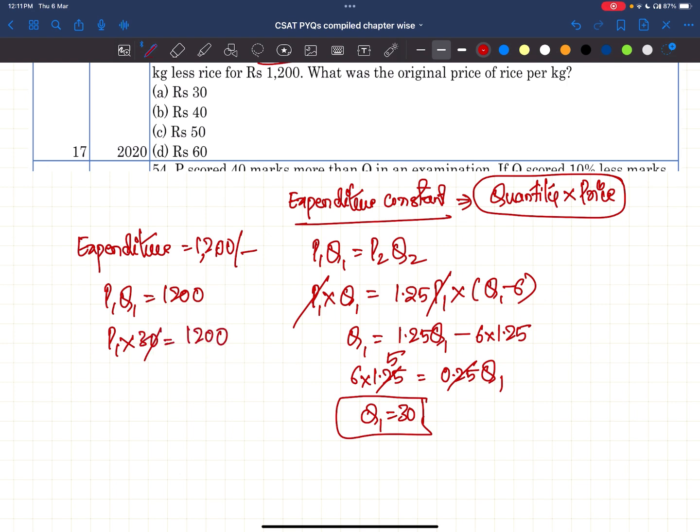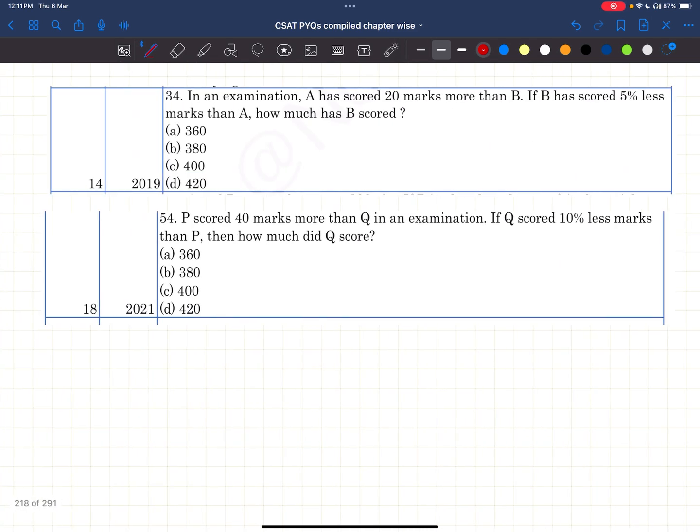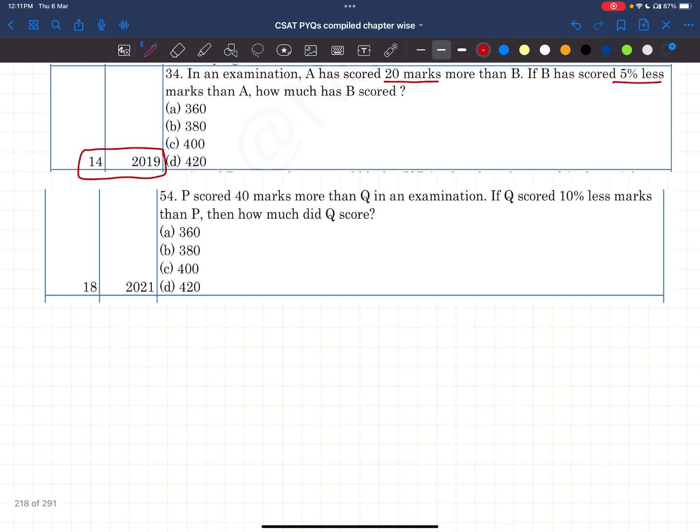After solving, the original price was 40 rupees. Right? Let's go to the next question. We have solved a similar question which was asked in 2019. Here he gave 20 marks more. A scored 20 marks more and B scored 5% less. Similarly, C here. Let's go to the question.